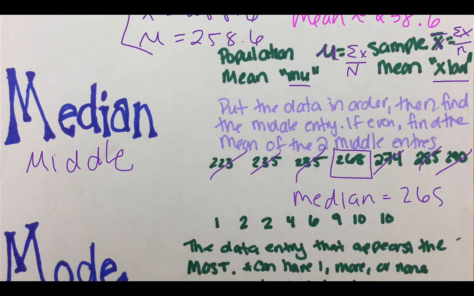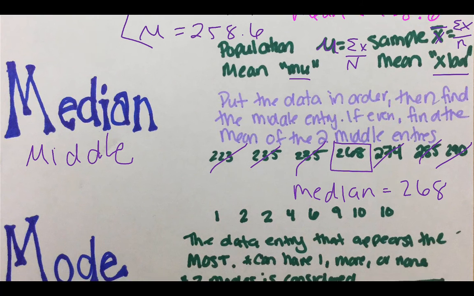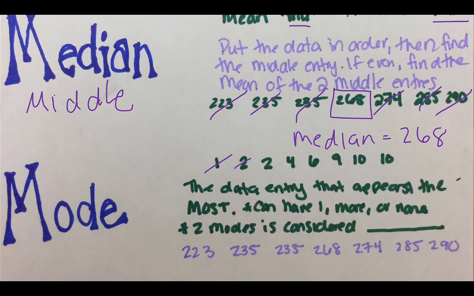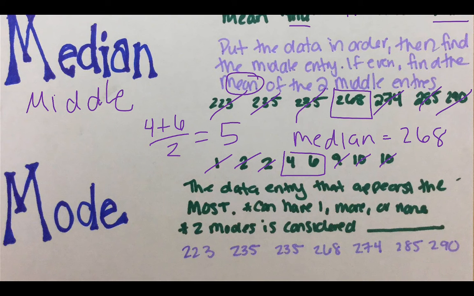median is 268. If it's even, however, let's look at this next one. Let's cross 2 off on the left, 2 off on the right, 1, 1. I would have 2 numbers in the middle. So if that happens, you find the average of the middle. So you're finding the mean of those. So you would do 4 plus 6 divided by 2. And this one was kind of obvious that it was 5, but I did want to model that for you. So in this one, your median would be 5.